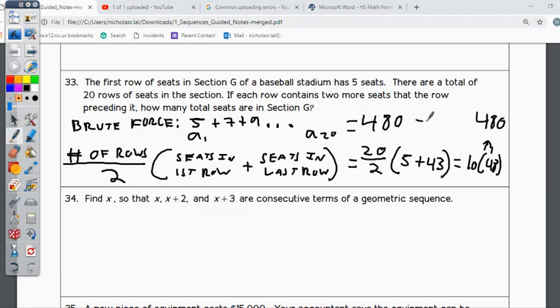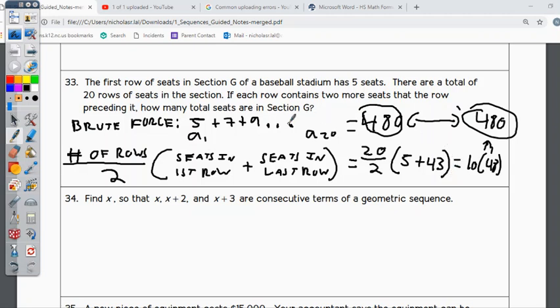And hopefully they will see that both methods get our total number of seats in the row correct. All right. Are there any questions about this problem? How we got 43 for the 20th row? Any? No questions? 43. Okay.